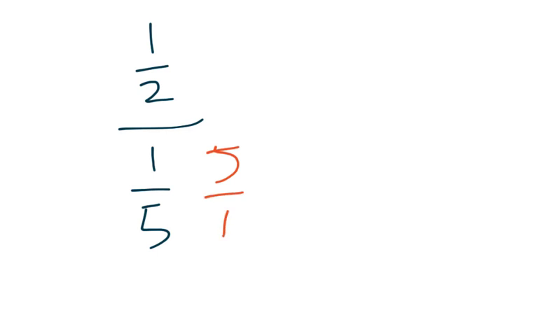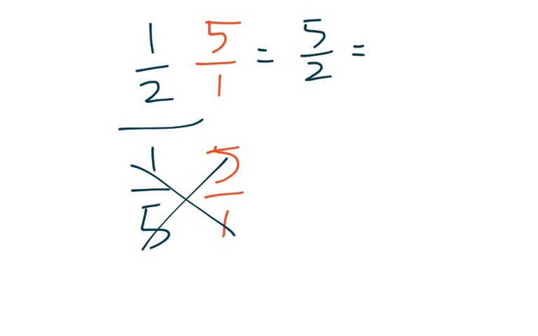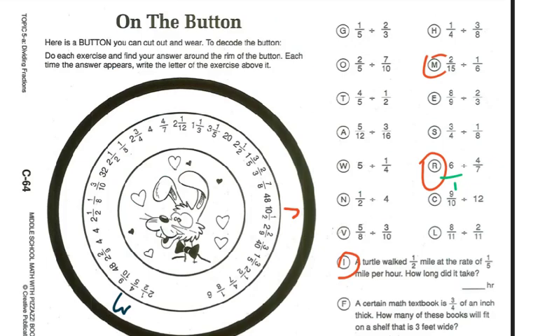So that's what we're going to set up. 1/2 divided by 1/5. And then we're going to flip it over. These, of course, cancel, and then we get 5 over 2. Well, 5 divided by 2 is 2.5, because half of 5 is 2.5. So 2.5 is our answer. 2.5 hours to walk half a mile. And that is I. So everywhere that there's a 2.5, we're going to put an I. And maybe I should put a dot so I can really see.